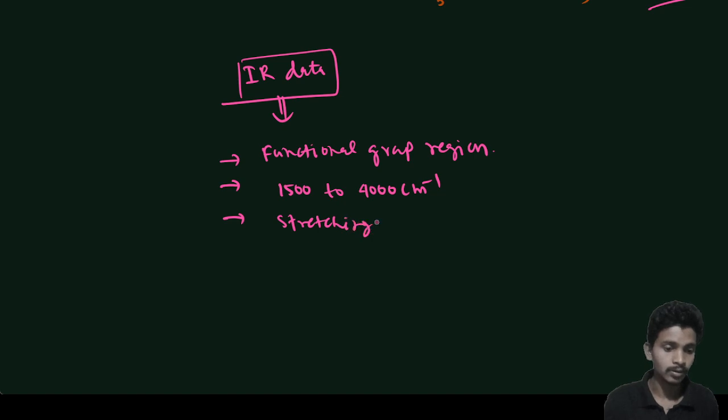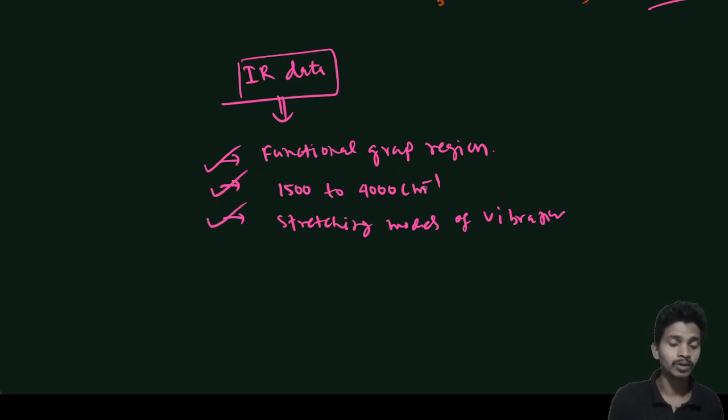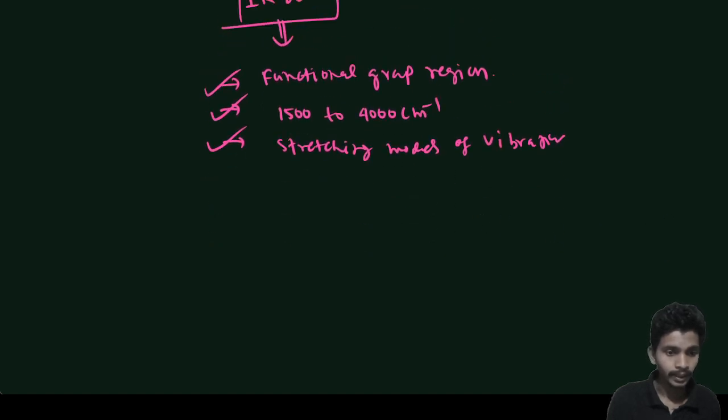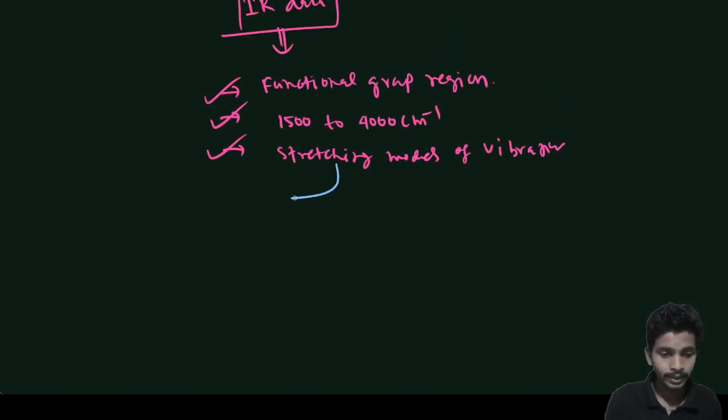Stretching modes of vibrations. Okay, so here we will discuss only these functional group regions, and the range is 1500 to 4000 centimeters inverse, and here only stretching modes of vibrations we will discuss. Okay, so this IR data I will divide into 6 types.